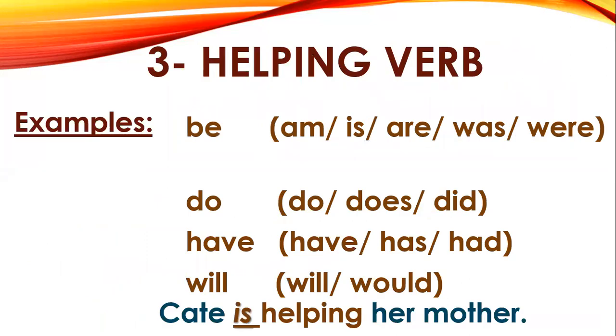Examples on helping verbs. Verb to be, including am, is, are, was, and were. Verb to do, including do, does, and did. Verb to have, including have, has, and had. Will and would. Example, Kate is helping her mother. Is is a helping verb, and it helps the main verb helping.